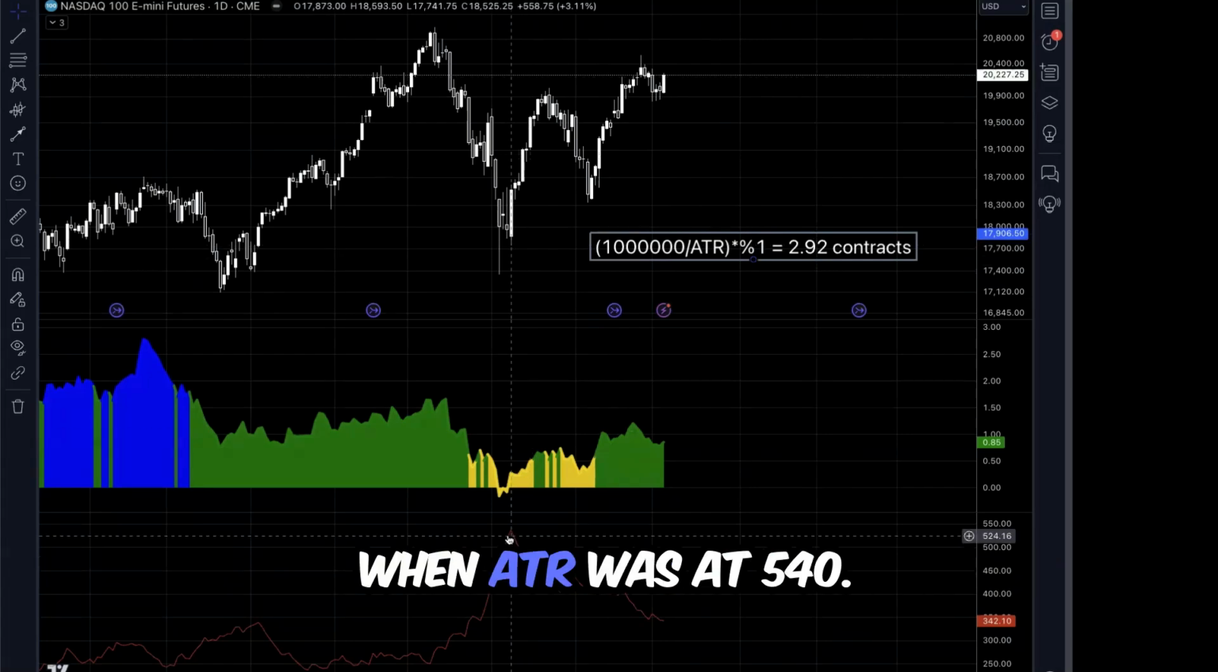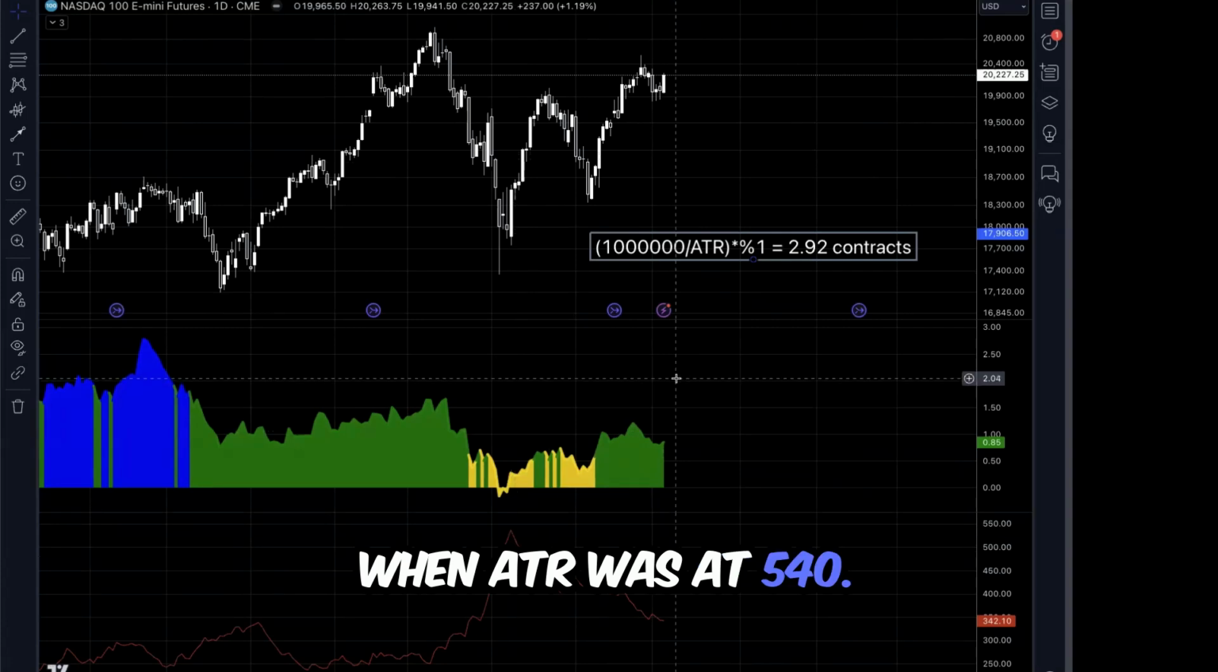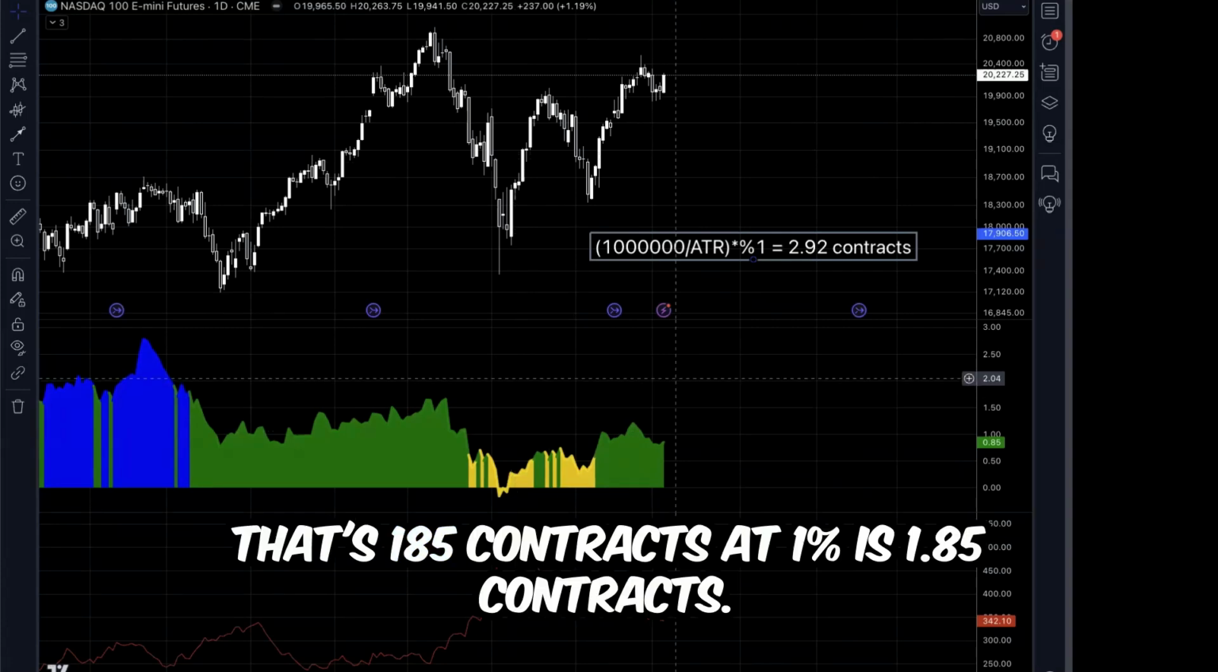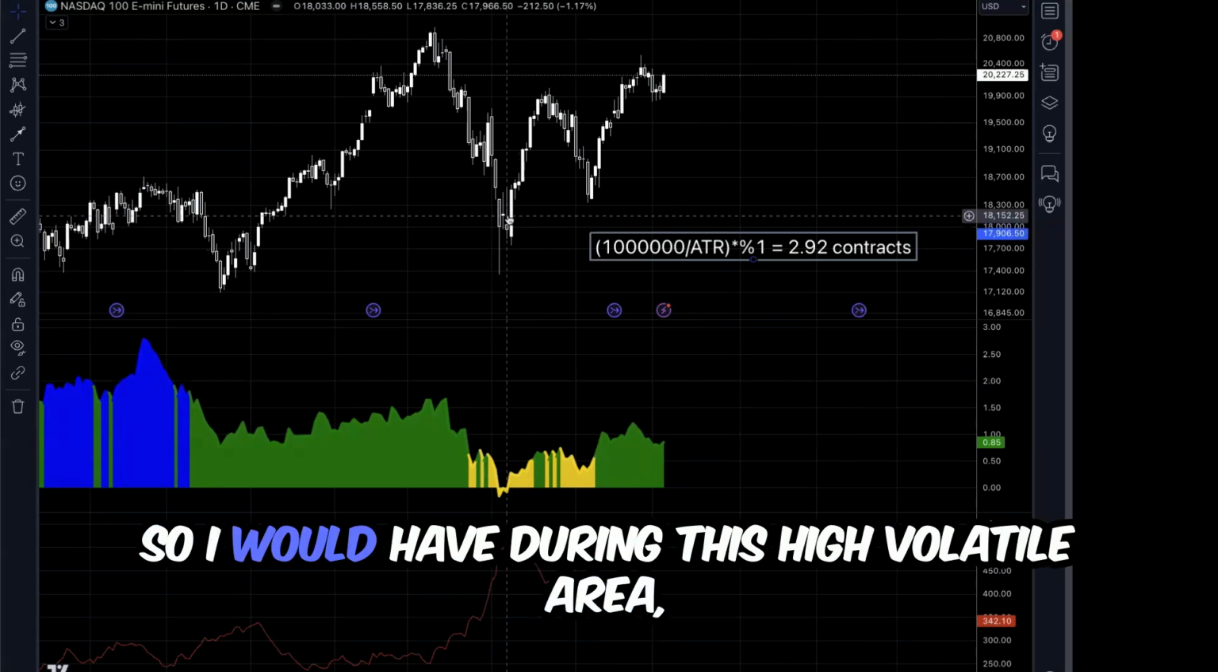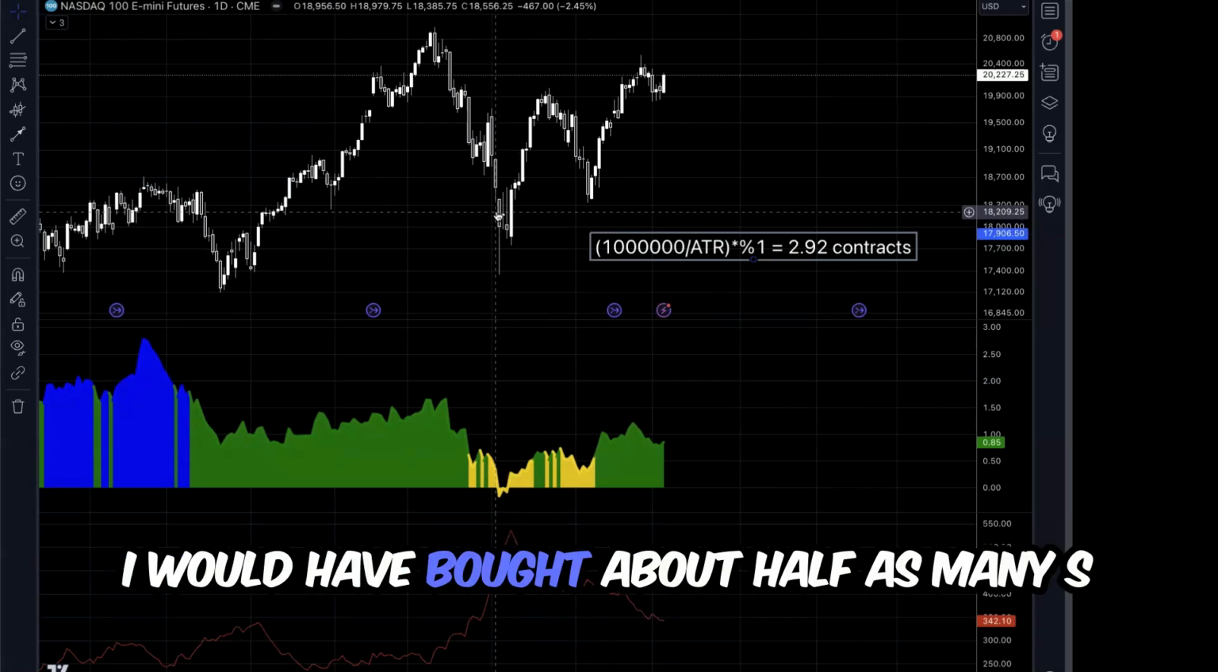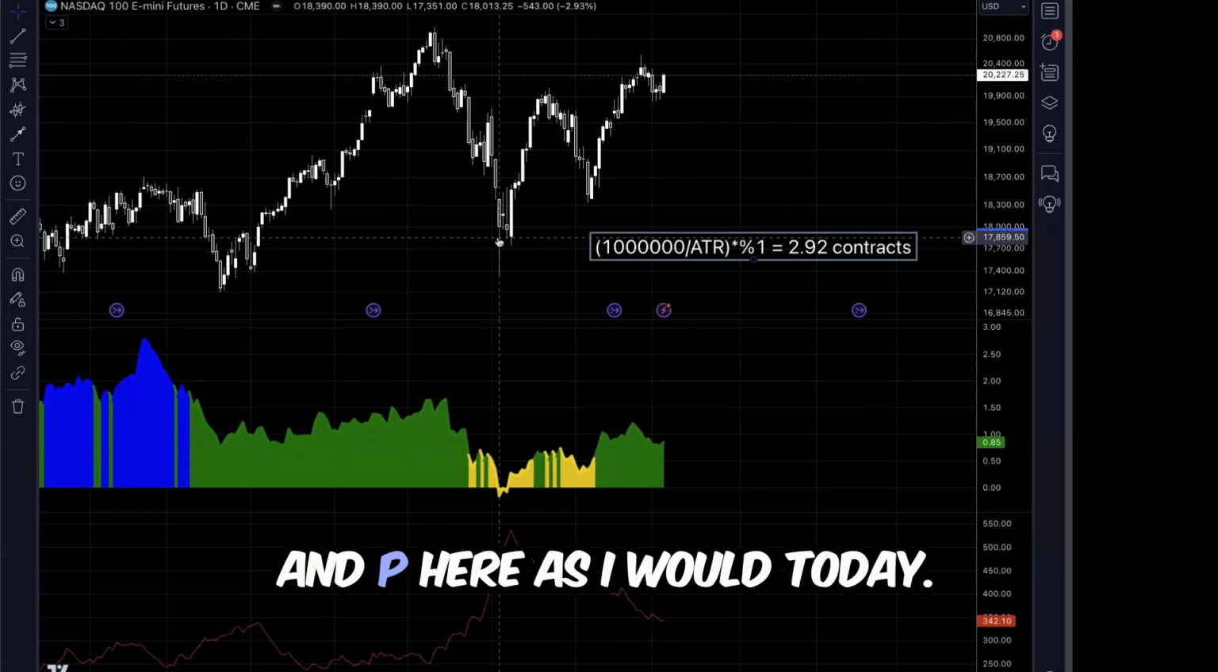Let's take a look when ATR was at 540. That's 1,000 divided by 540, which is 1.85 contracts at 1%. So during this high volatile area, I would have bought about half as many S&P contracts as I would today.